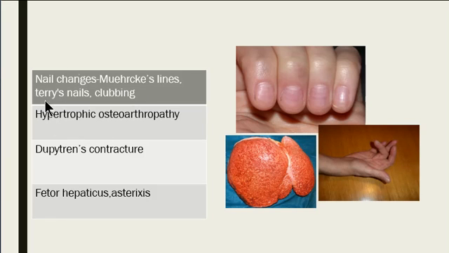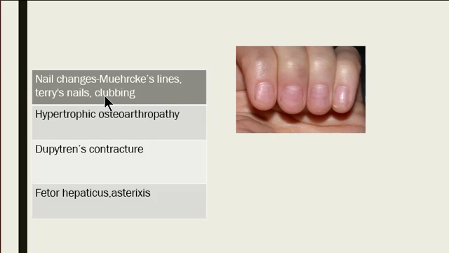Apart from that, we missed out Terry's nails. So in Terry's nails, what we see is the proximal two-thirds appears pale, whitish, and the distal borders appear to be reddened. This is again because of hypoalbuminemia. Apart from that, we have clubbing.